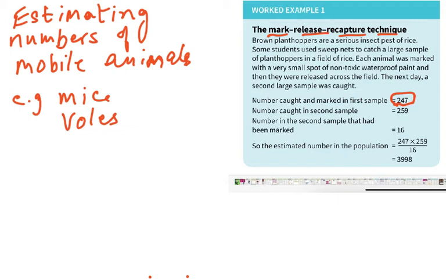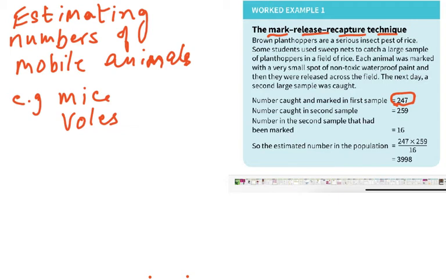Now, how do you mark them? The important thing is that you do not mark them in any way that is damaging to them or hurts them. It has to be non-toxic. It has to be a waterproof paint, so it shouldn't be washed away by rain. And it should not make them more prominent and easily predated.